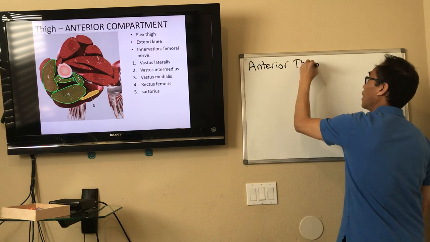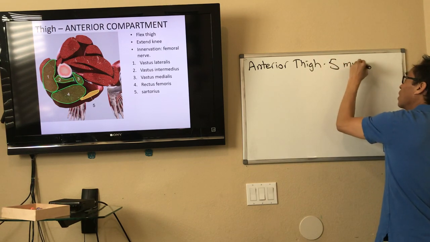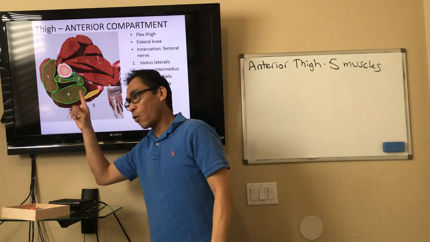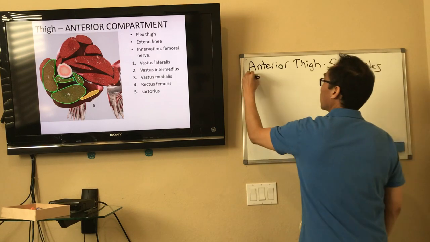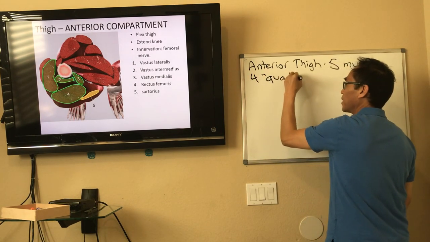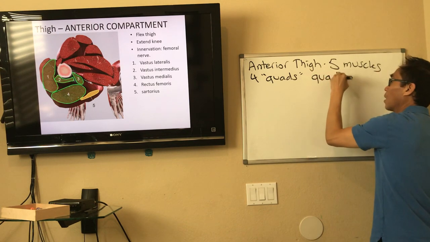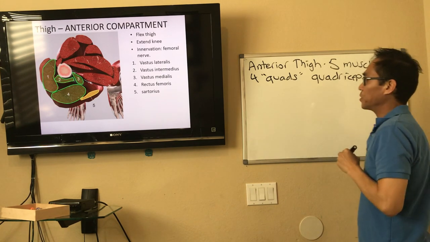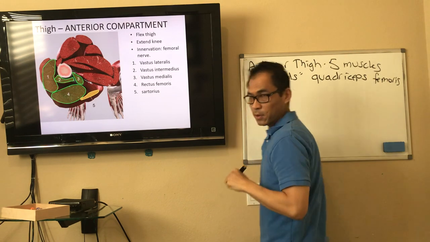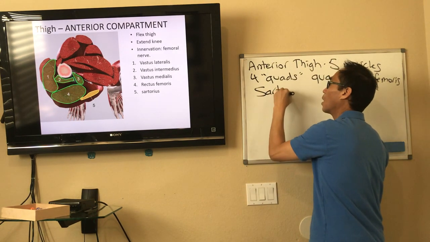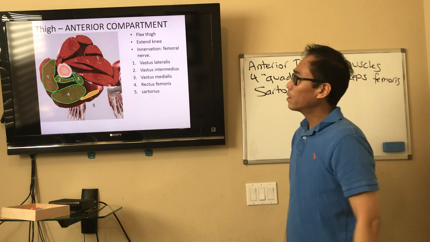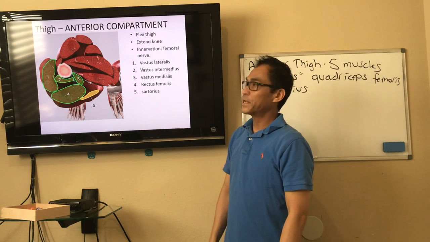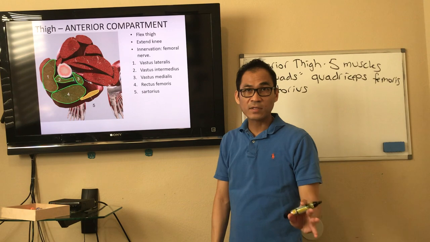Anterior thigh, five muscles. Labeled there in cross-sectional view, 1, 2, 3, 4, 5. The four in green are your four quadriceps femoris, or quads, but that's a lay term. The full anatomy term is quadriceps, four heads. Femoris, that's the thigh region. And the other muscle, the tailor's muscle, sartorius, is muscle number five. All muscles, generally speaking, flex the thigh and extend the knee as in doing a front kick. If it does anything else, I'll let you know.